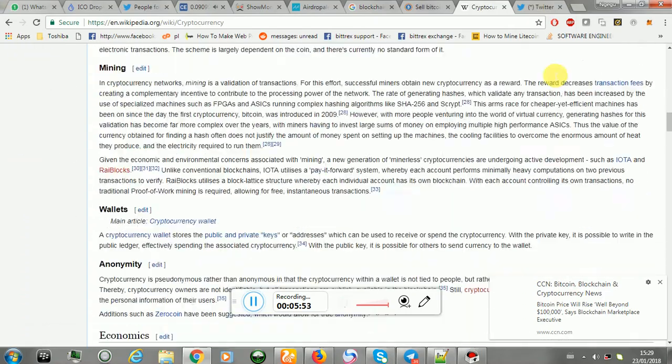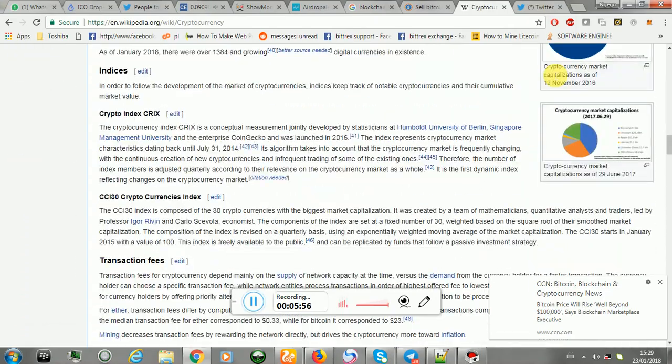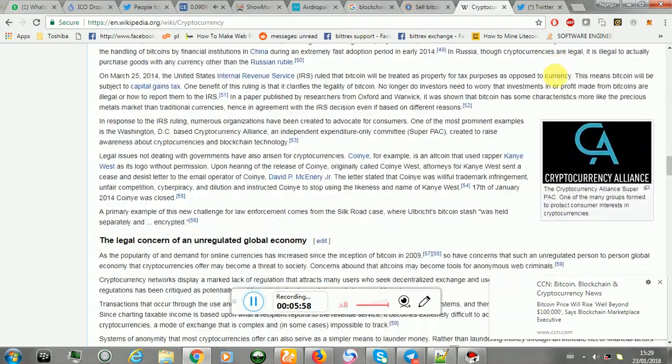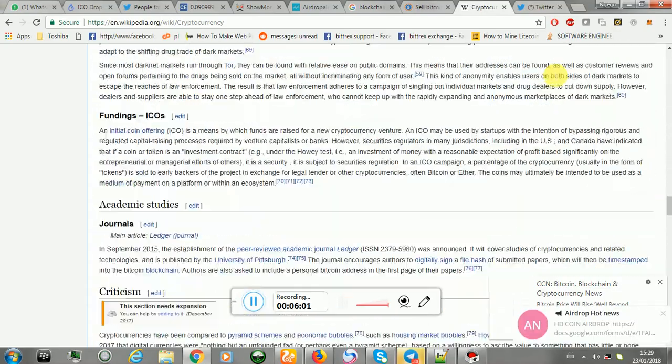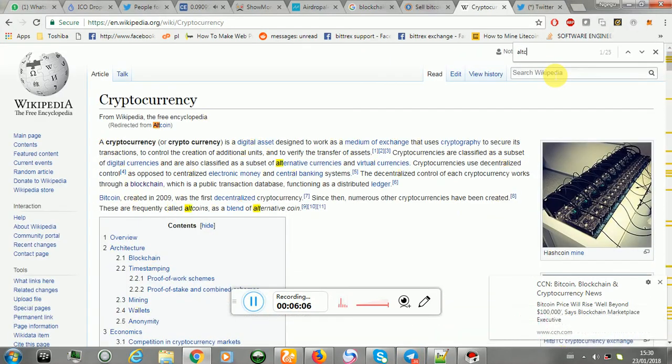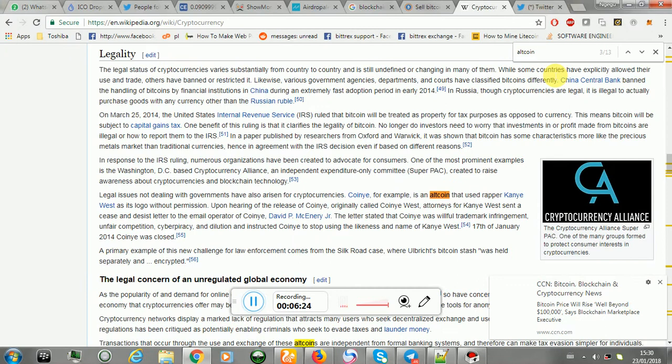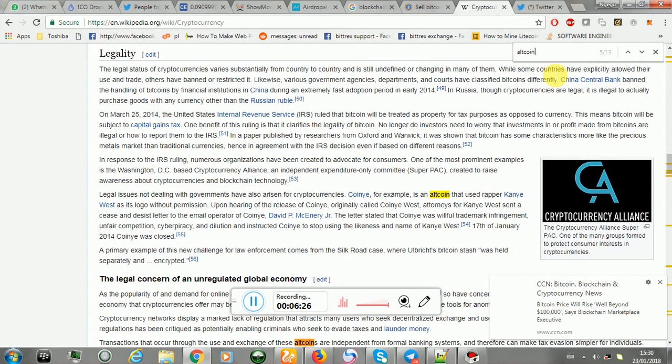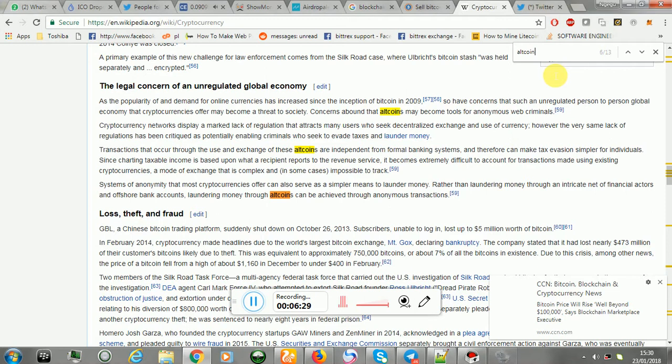Okay, now let's see if we can find our altcoin thing here. What an altcoin is according to Wikipedia. Okay, or I'll just search it. Altcoin. Right, Bitcoin, created in 2009, was the first decentralized cryptocurrency. Since then, numerous other cryptocurrencies have been created. These are frequently called altcoins, as a blend of alternative coins. Okay, all right, at least that will be enough for us for now.